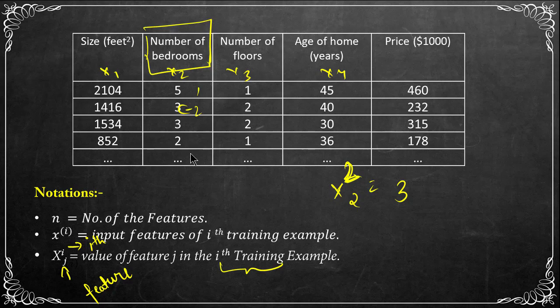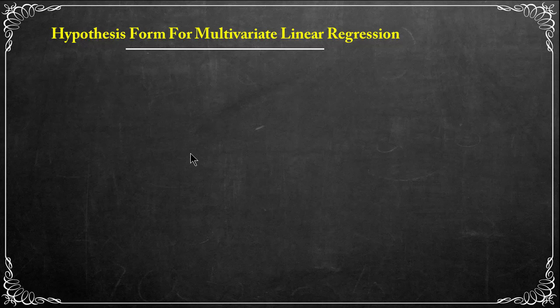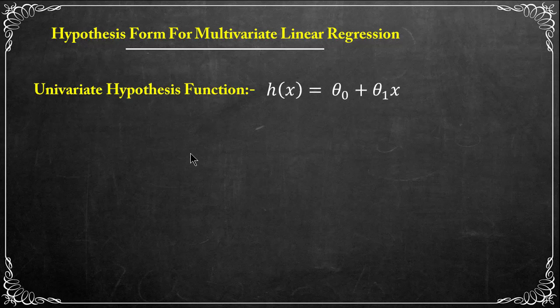Now let's take a look at the general hypothesis form for a multivariate linear regression. We've studied that the univariate hypothesis function looks something like this: h of x equals theta 0 plus theta 1 times x. It is for linear regression with one variable. So what we are doing is just theta 0 plus theta 1 times x because we are giving only one input.